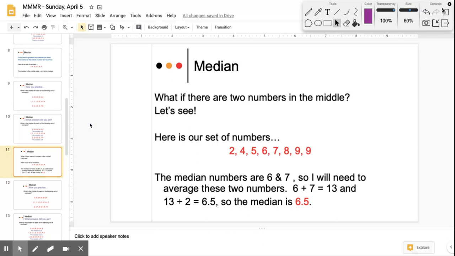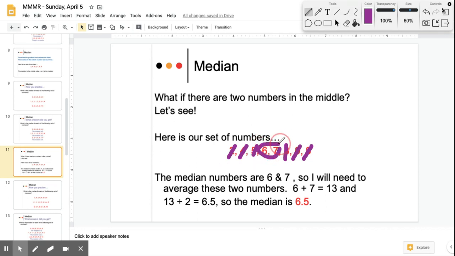Now, it can be a little bit more tricky. What if there are two numbers in the middle? Let's see. So if we have this set of numbers, and I use the same strategy, cross off smallest, biggest, smallest, biggest, smallest, biggest. I have to stop here because if I were to cross off the 6, I would then have 4 cross marks over here and only 3 on the right side. And that has to be even.